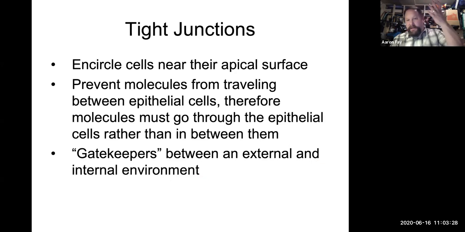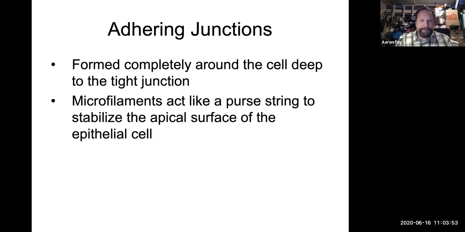Okay, so I've already pretty much given you the spiel, but I have everything written out here in words just to make sure nobody missed anything, and I didn't miss anything. So I'll just go over this real briefly and then we'll move on. So the tight junctions are found near the apical surface. They prevent molecules from traveling in between the cells. They act as gatekeepers, right? Make sure that the epithelium is semi-permeable.